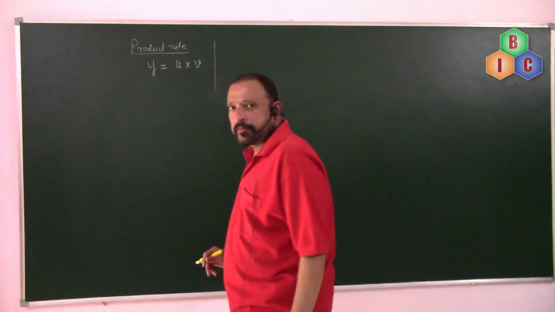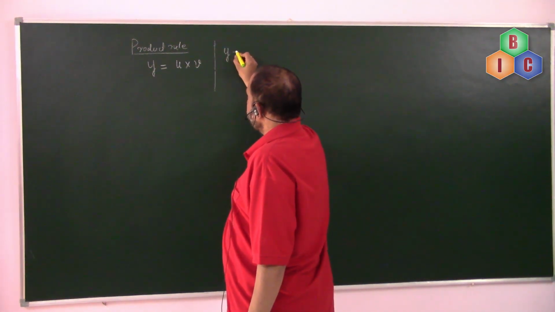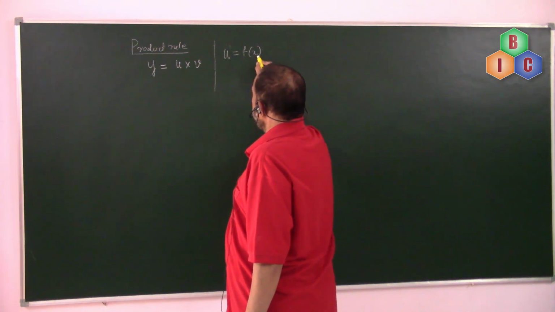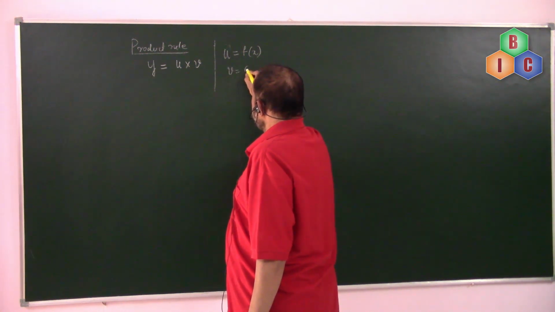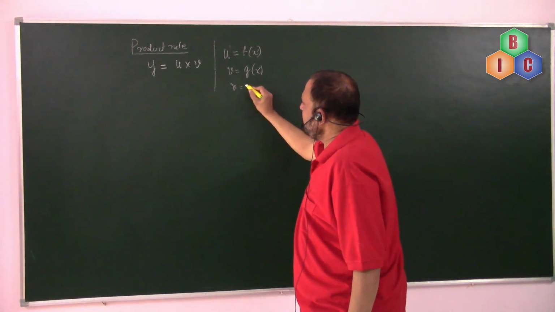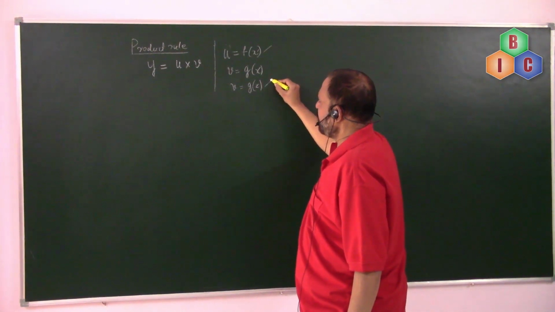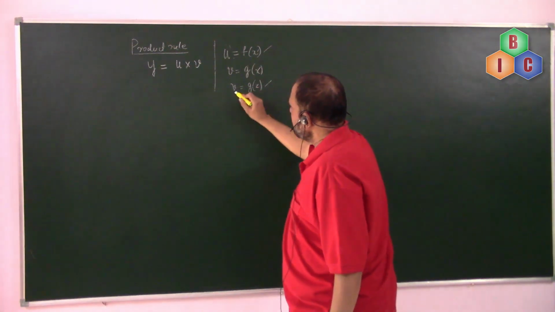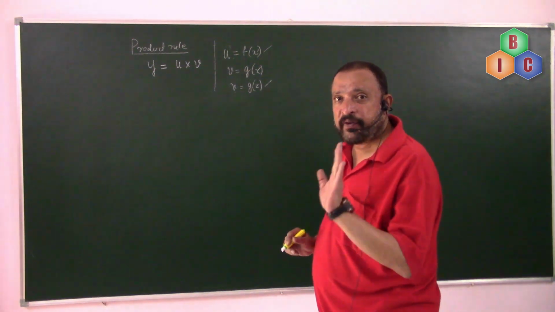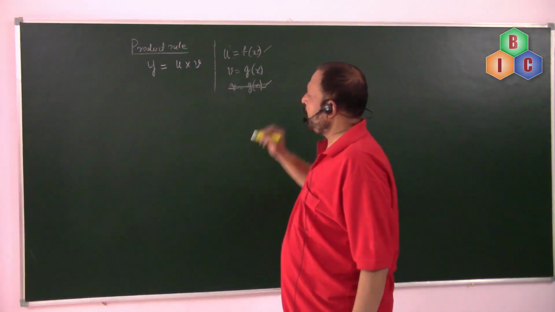But to apply product rule, we should always follow one important condition. If the first function U is a function of x, then the second function should also be a function of x. You see x and x here. Supposing V is g of z, then x is different, z is different. That means U is f of x, V is g of z. That means both U and V are not functions of x. One is a function of x and another is a function of z. In that case you cannot use product rule.